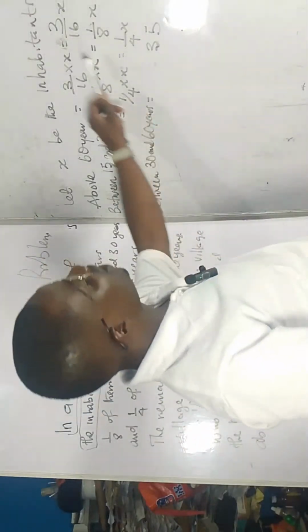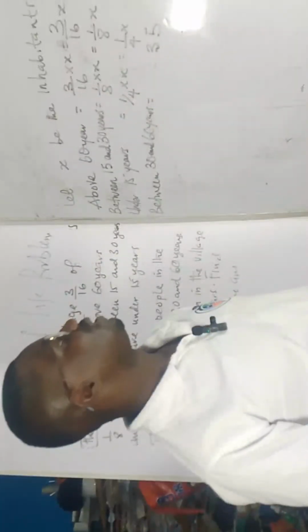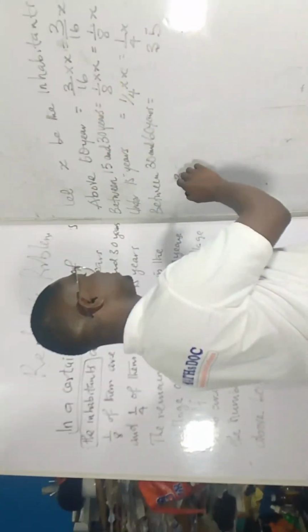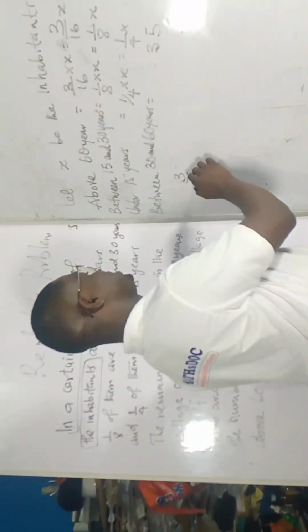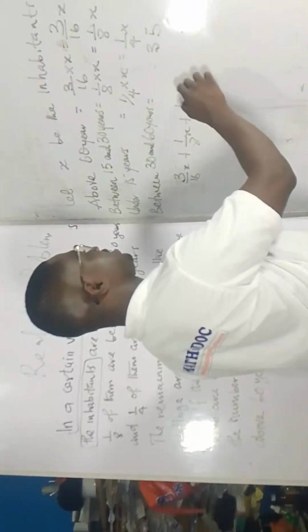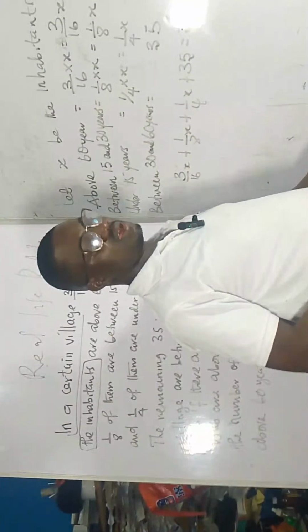So let's do our total. It means that when you add all this, you are supposed to get x. So let's do that. So we have 3/16x plus 1/8x plus 1/4x plus 35 is going to give us the x, which is the total inhabitants.